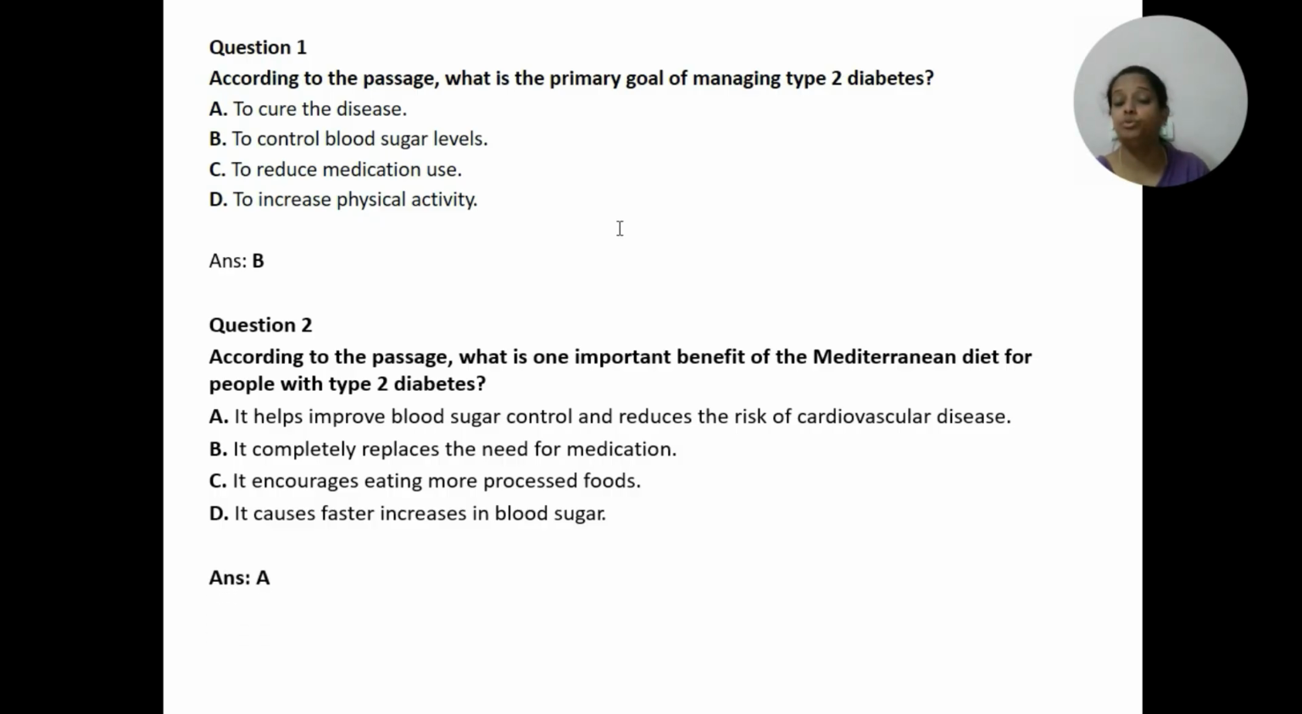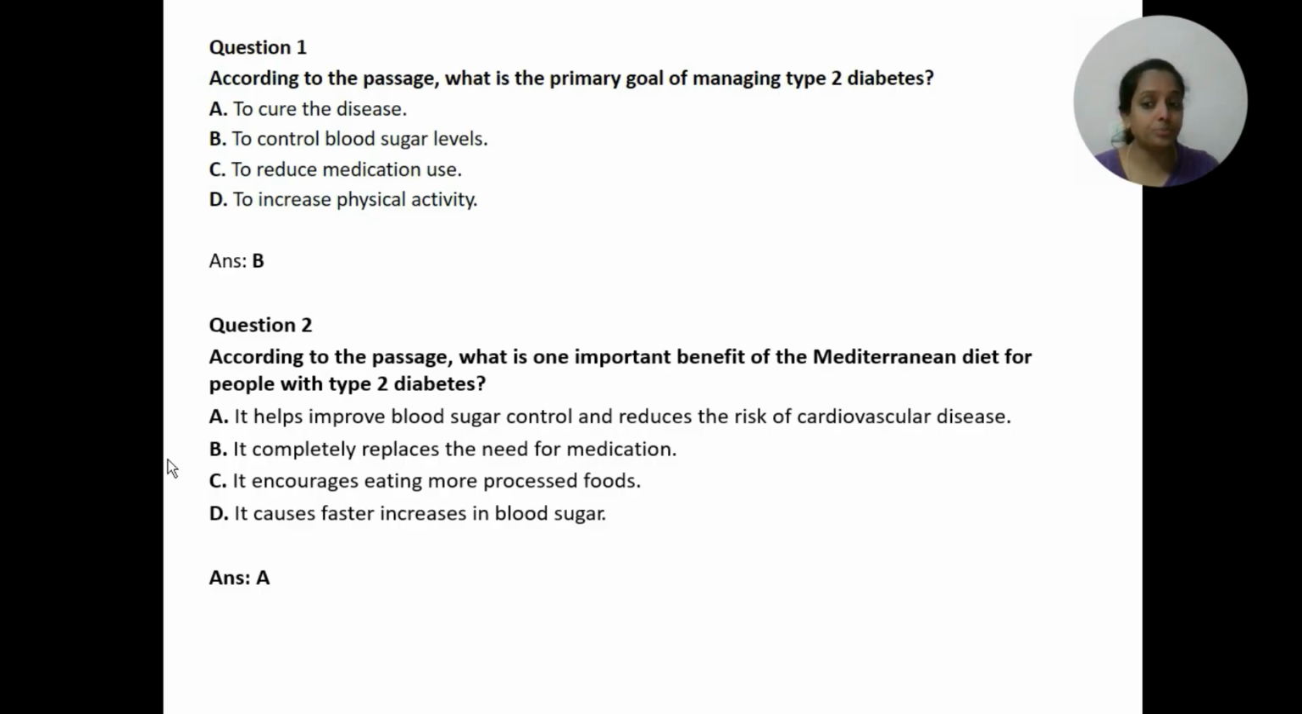It helps improve blood sugar control and reduces the risk of cardiovascular disease. So the passage explains that research suggests the Mediterranean diet can improve blood sugar control while also reducing the risk of cardiovascular disease, which is a common complication of diabetes, right? Now, let's examine the distractors. If you see option B, this one is incorrect because the author never says medication is no longer needed.